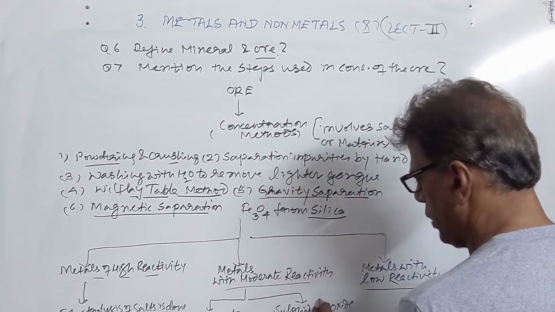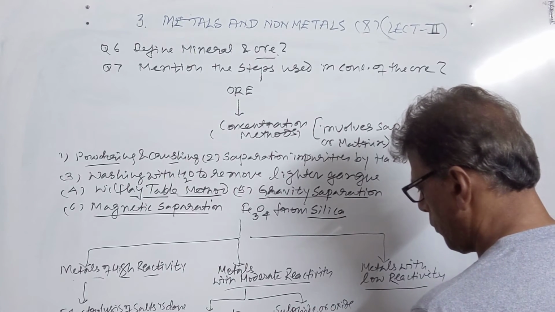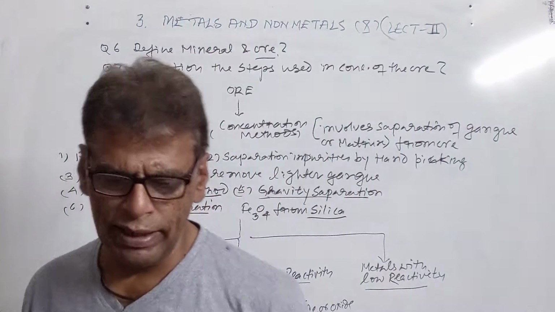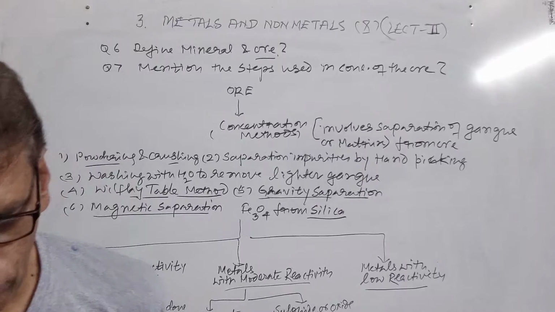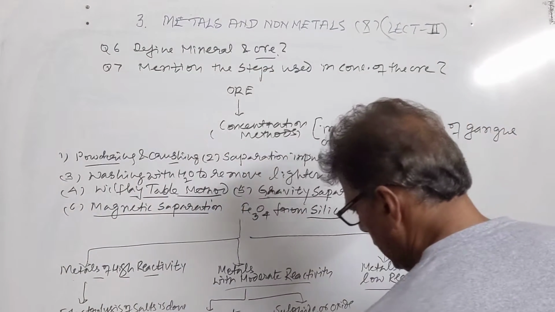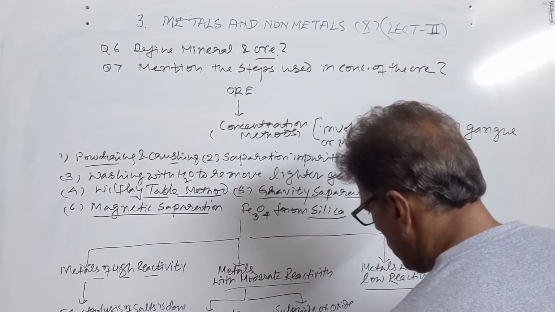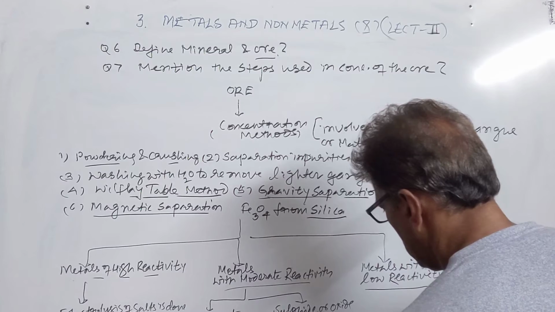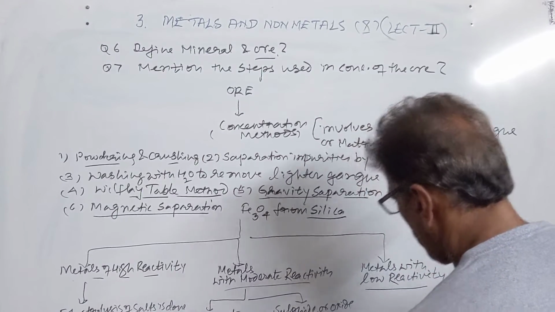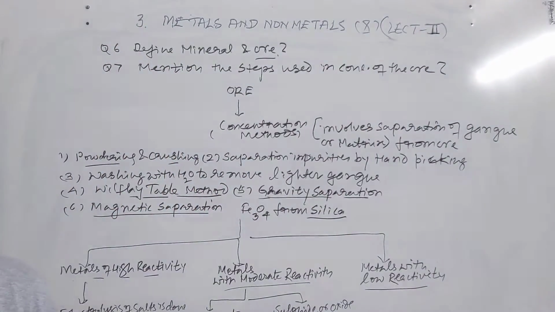So by roasting and calcination, here we are doing roasting. Roasting and calcination give us the oxides of the metal, and they are reduced to metal. Both of these undergo reduction to metals, and then they are subjected to refining. So refining is the last step in the metallurgical operation.